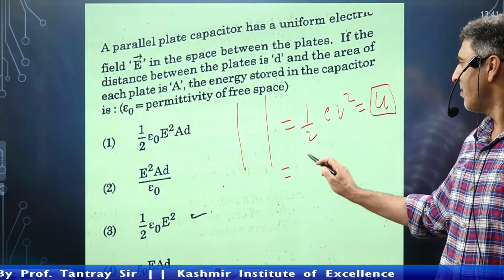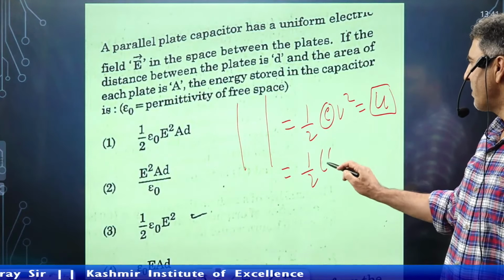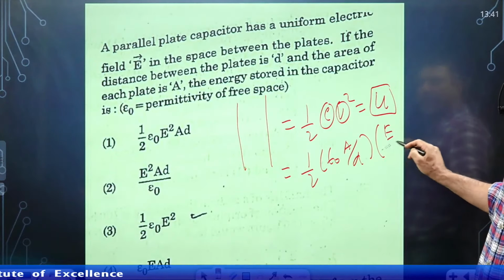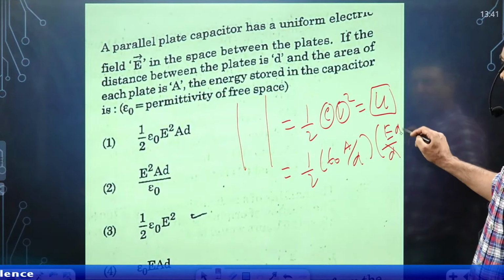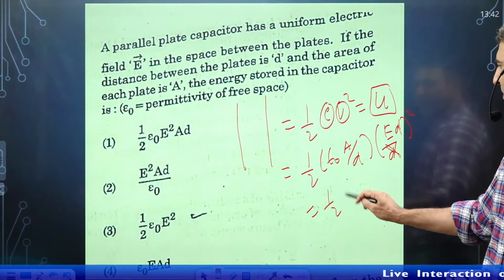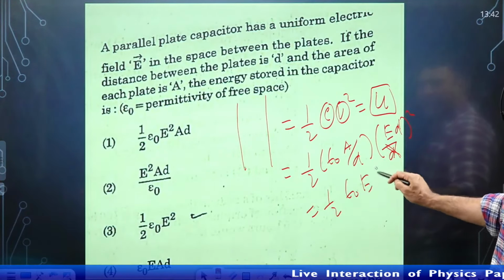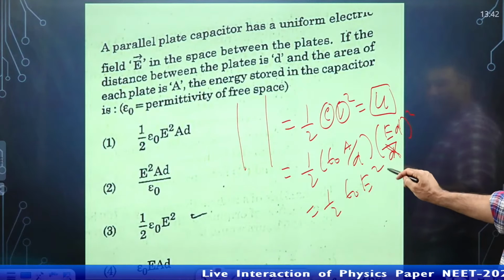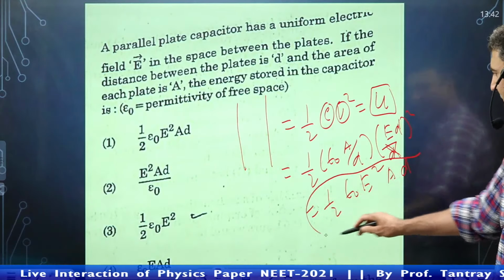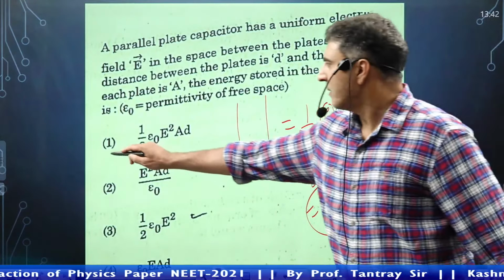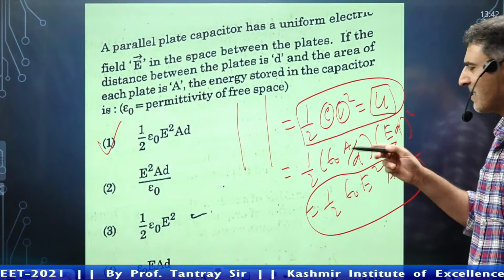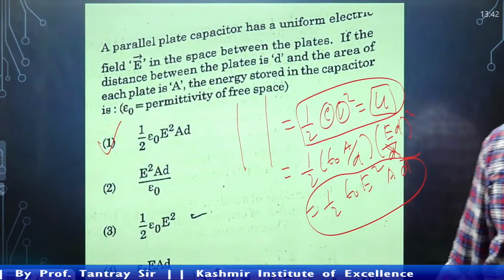But you can substitute here 1 by 2, epsilon 0 A by D for C, then write voltage as electric field into D, whole square. That gives 1 by 2 epsilon 0 E square, here it is D square, 1 D gets cancelled, A is in the numerator. This must be the answer. So this equation is the base equation from where you can start and solve the question.